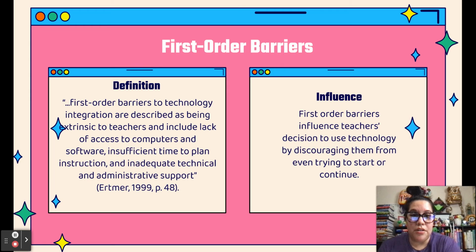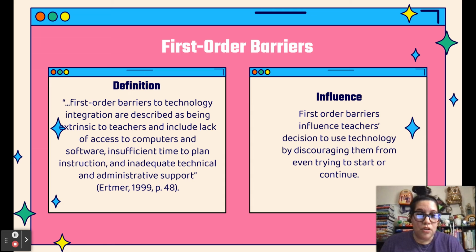First order barriers are described as being the extrinsic factors to teachers and include a lack of access to computers and software. They also include insufficient time to plan instruction and inadequate technical and administrative support. So these are the things that the teachers cannot control. Things like not having access to enough computers for their classes, not having enough time to plan, not having support from their admin, or they just haven't been trained enough in how they should be using the technology in their classroom. Again, these are things that are out of their control.